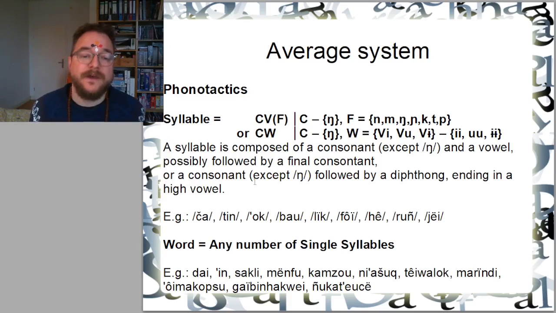Let's see what kind of syllables can be produced by these 2 rules. You have simple CV syllables like cha. Then you have syllables with a final consonant like tin, ok. Then you have syllables with a diphthong, bau. Other syllables would be luk, fol, he, runy, joy.